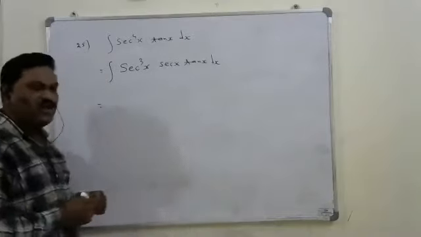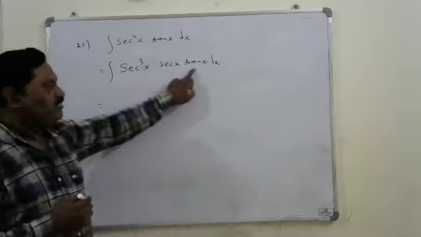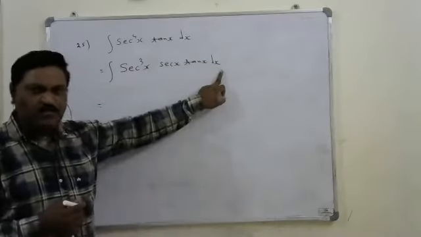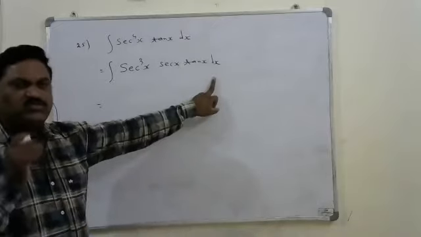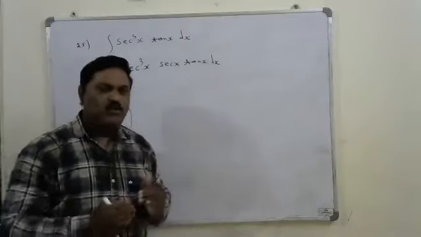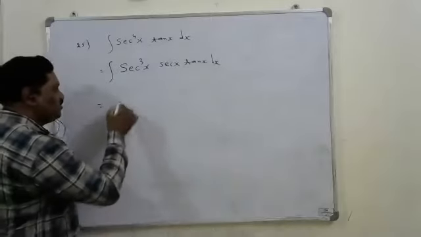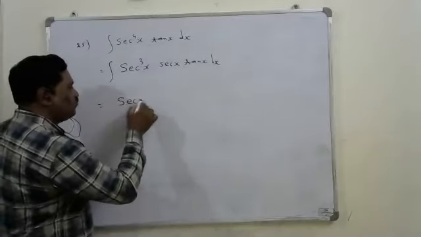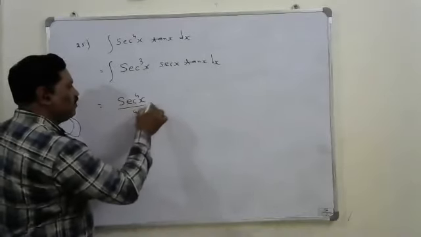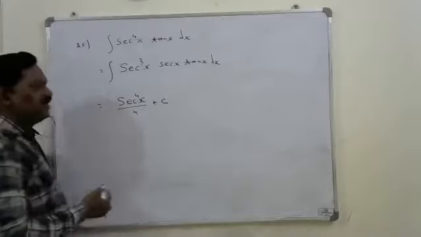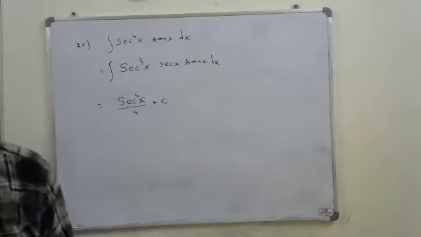So now we have one formula in this format: f of x whole power n into f dash x dx. If any problem is in the form of f of x whole power n into f dash x dx, whose formula is f of x whole power n plus 1 upon n plus 1. If you apply that formula, f of x means secant x whole power n plus 1, 3 plus 1, that is 4, upon 4, plus c. So directly we can apply that formula. So this is the answer for it. Take that.